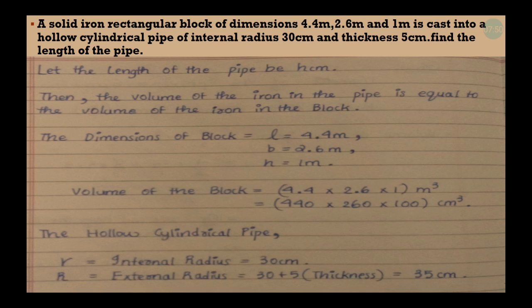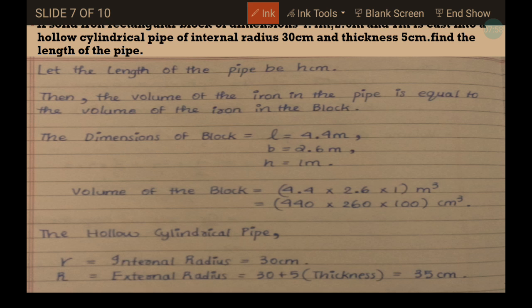The dimensions of the rectangular block given are 4.4 meter, 2.6 meter and 1 meter. So what is the volume of the block? How can we find it? L into B into H, 4.4 into 2.6 into 1. We are getting it as 440 into 260 into 100 centimeter, as we are converting into centimeter.